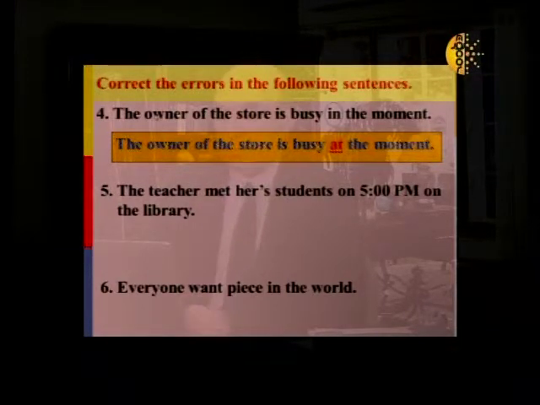Sentence number 5. The teacher met her students on 5 p.m. on the library. What are the problems here? There's not one problem, but several problems. What are the problems?